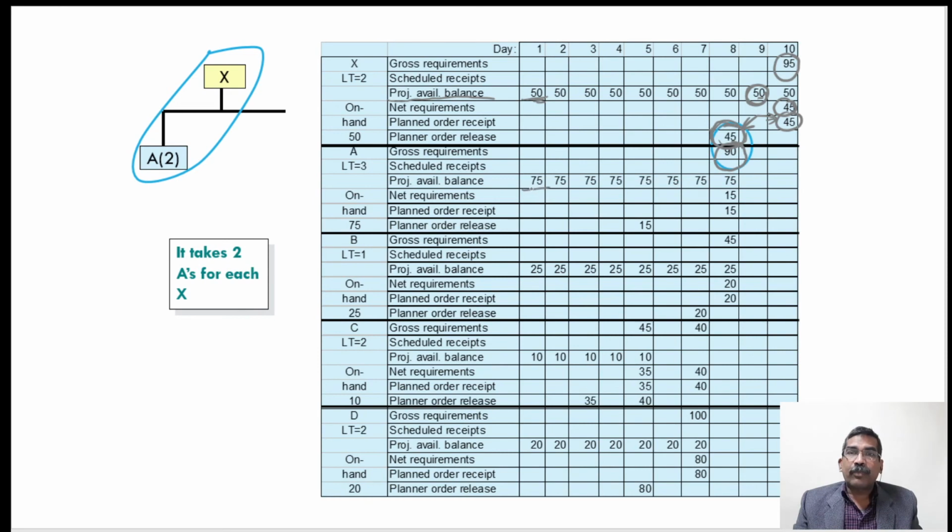But here also 75 components of A are already available in the inventory from the beginning. So we should consume this available item to fulfill the demand of the market. So here the net requirement will be only 15. So we should place the order for 15 only, and the lead time is given as 3 days. So this order is placed for the 5th day. Similarly, there will be a requirement of 45 B and 25 is already available. So the net item is only 20. So the order should be placed here for 20.